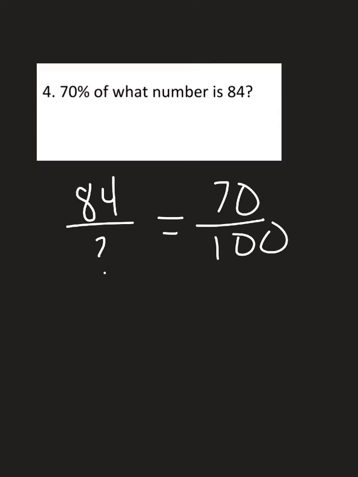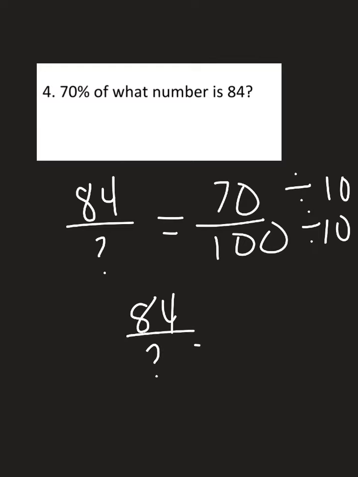Now, there is no friendly relationship between 70 and 100 or 84 and 70. And so if we don't want to deal with fractional numbers, then what we can do is simplify 70 over 100. If we divide both by 10, then we will have a problem that looks like 84 over our unknown number equals 7 over 10.